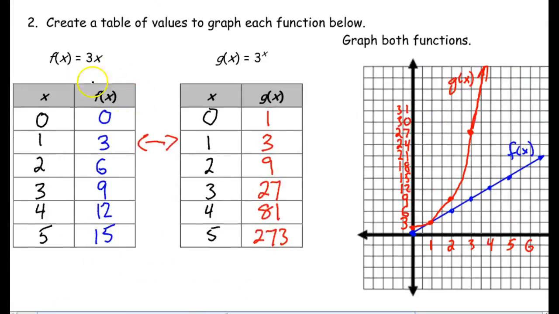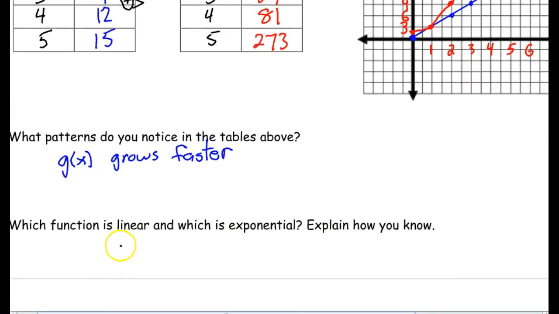Here's what I mean. So look at f of x, and you can see that from here to here it goes up by 3, a sum of 3. So you add 3, basically. Add 3, add 3. So by definition, that makes this linear, the fact that it goes up by adding. Okay? So our linear function will be f of x, which by default will make our exponential g of x. And how do you know?